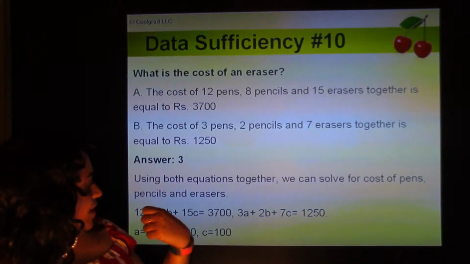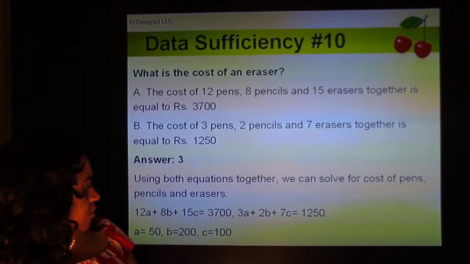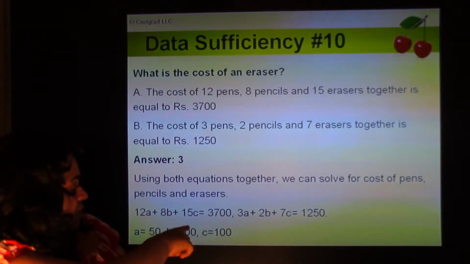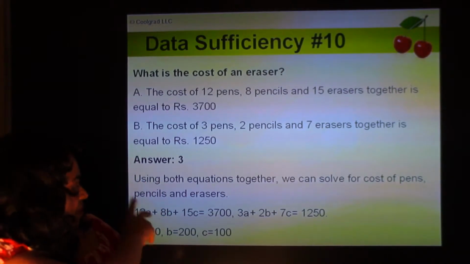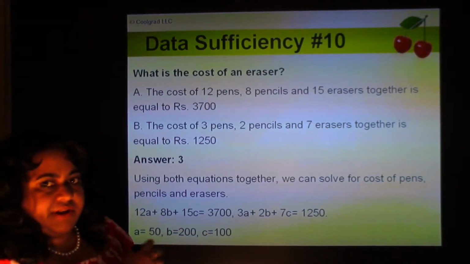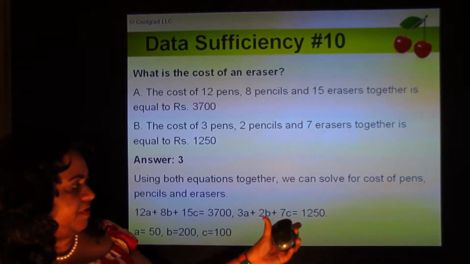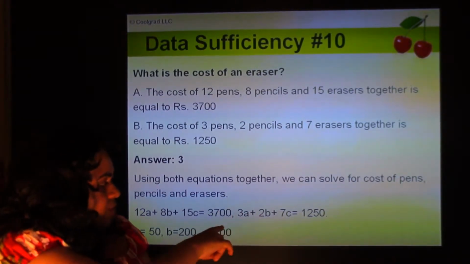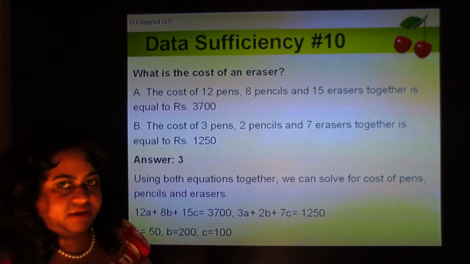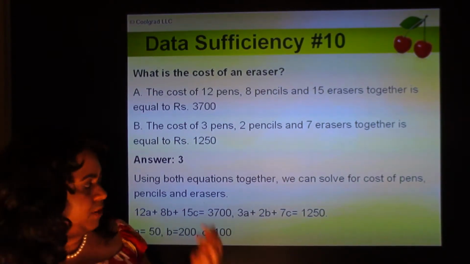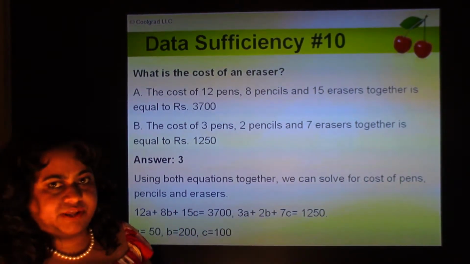Even if you try to plug in values, for example, you say C is equal to 1, you can have multiple values for B and A. You can have multiple solutions even if you try plugging in values. Even using this statement, for example, suppose you put A is equal to 1, you can have multiple values for B and C. So you don't get a unique answer. But using both the statements together, you can get unique answers.